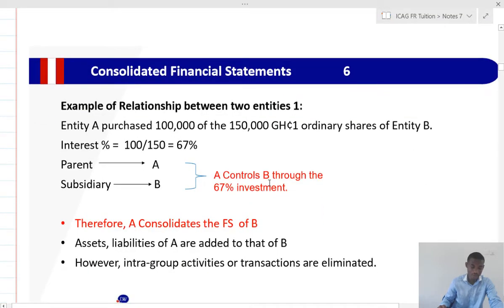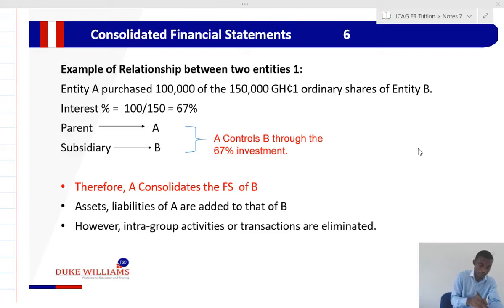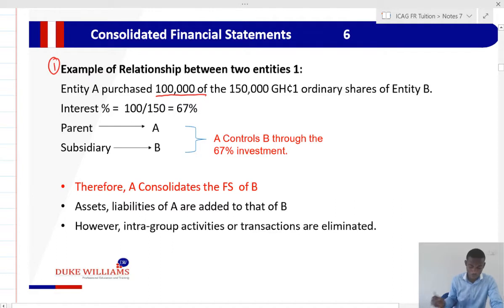Now, we're going to look at a couple of examples and see how each of these creates a parent and subsidiary relationship, and also an associate and investor relationship. Now, if you look at this example, we have entity A purchased 100,000 of the 150,000 Ghana ordinary shares of entity B.